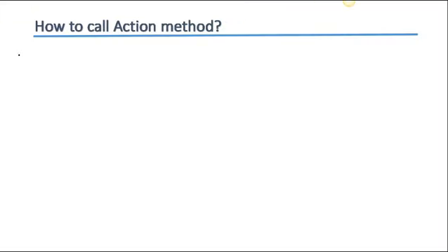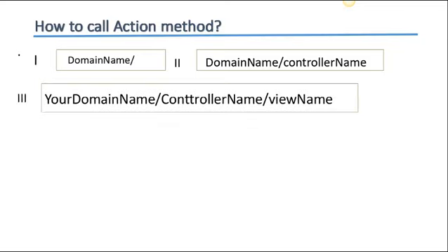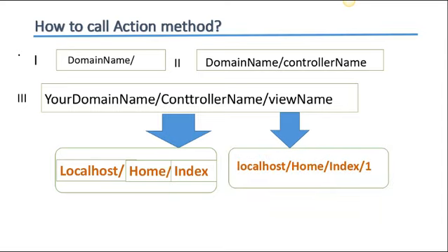So how to call an action method? We can call by using the domain name, or the domain name / controller name, or we can call by using the fully qualified URL: your domain name, controller name, and view name. For example, localhost / home controller and index method. We can call the parameterized index method by calling localhost / home / index / 1.